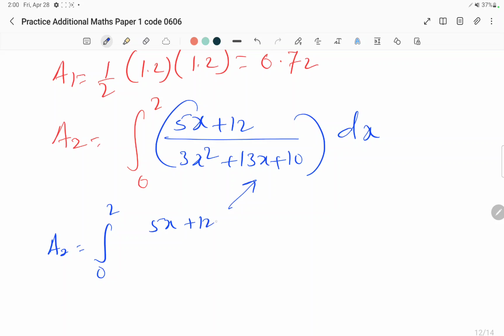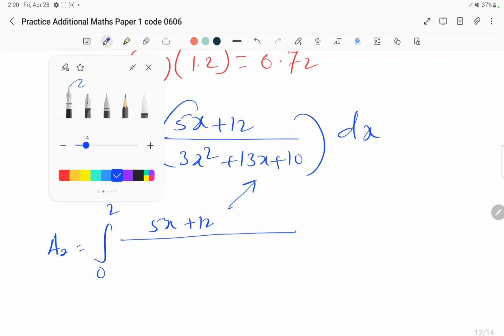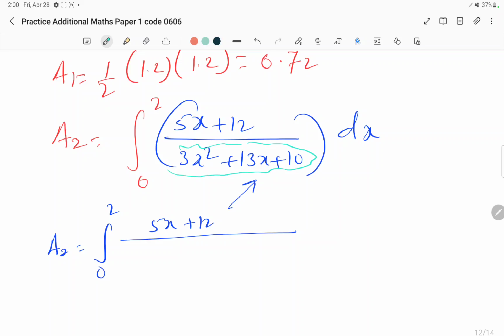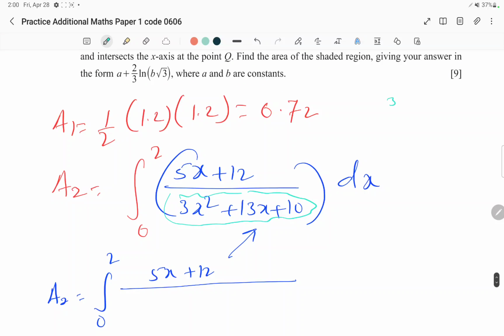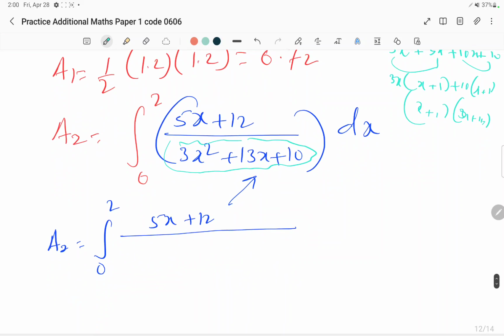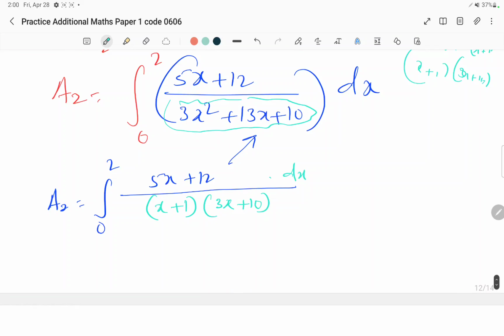This is 5x plus 12 over, can we factorize this? Then we can use partial fractions. This is 3x squared, and 3 times 10 is 30, so that can be written as 3x squared plus 3x plus 10x plus 10. So 3x common, x plus 1, then 10 common, x plus 1. So x plus 1 times 3x plus 10. Yes, so we can factorize that. Okay, great. Now we have to use partial fractions over here.